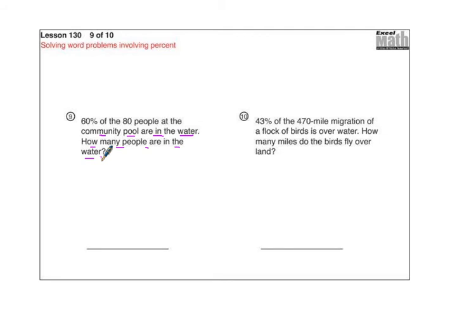0.6, right? Now be careful when you get to percent problems that say 6%. If 60% is equal to 0.6, is 6% equal to 0.6? No. 60 and 6 can't be the same thing. 6% is equal to 0.06. Watch out for that. A lot of kids mess up on that one.